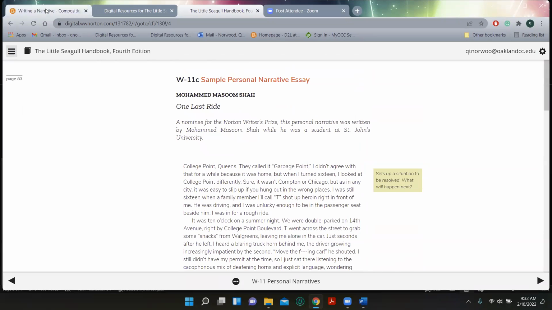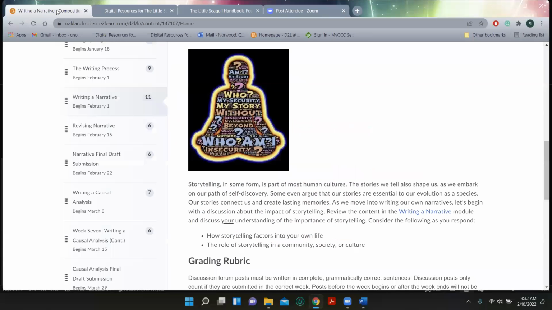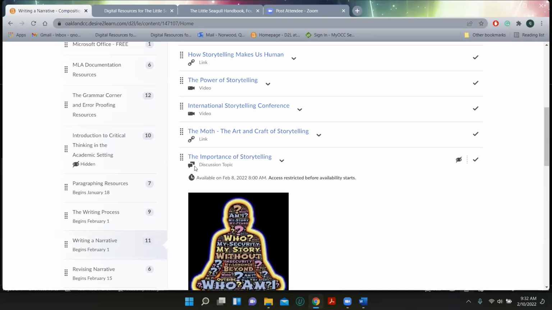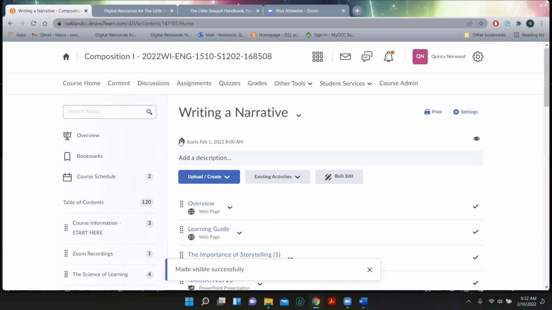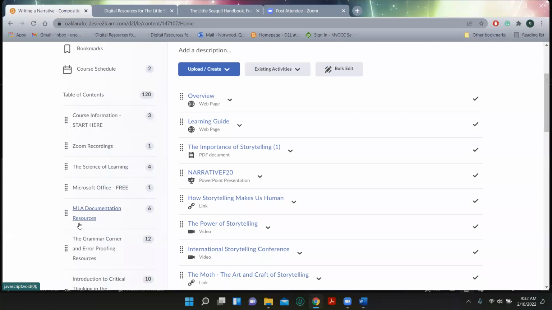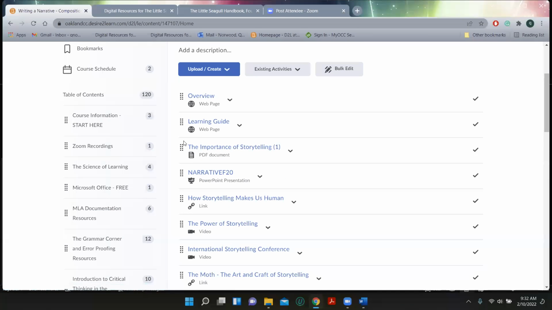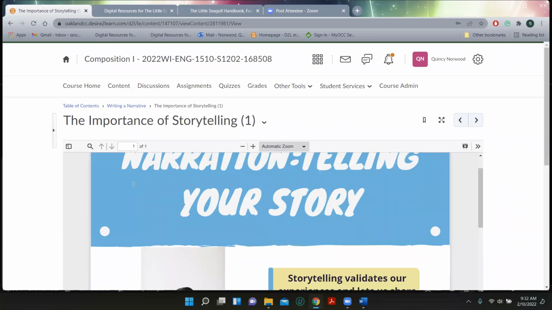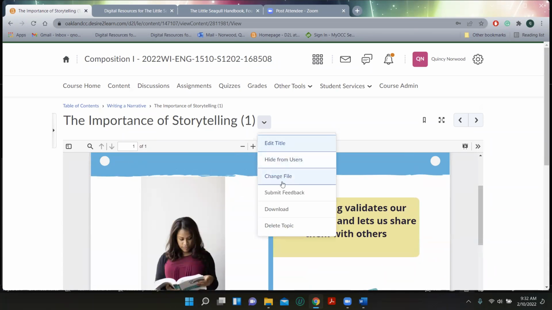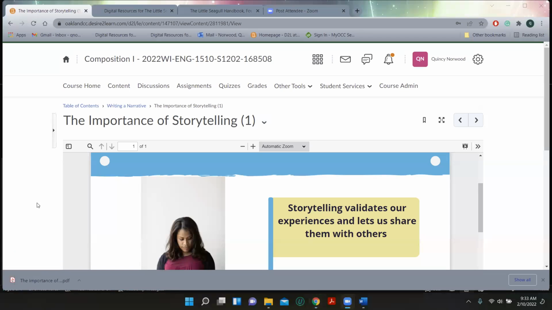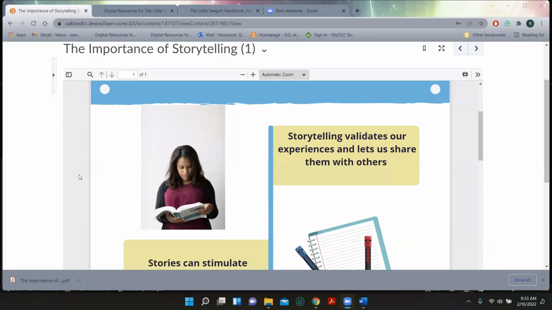Now, a couple more things before I let you go for the day. I'm back on D2L, in this writing a narrative module, and there's a couple items in here that I want you to look at in your spare time. This is just a PDF, an infographic. I like making these. I really prefer infographics over PowerPoint, and I use this site called Canva to make all this stuff.